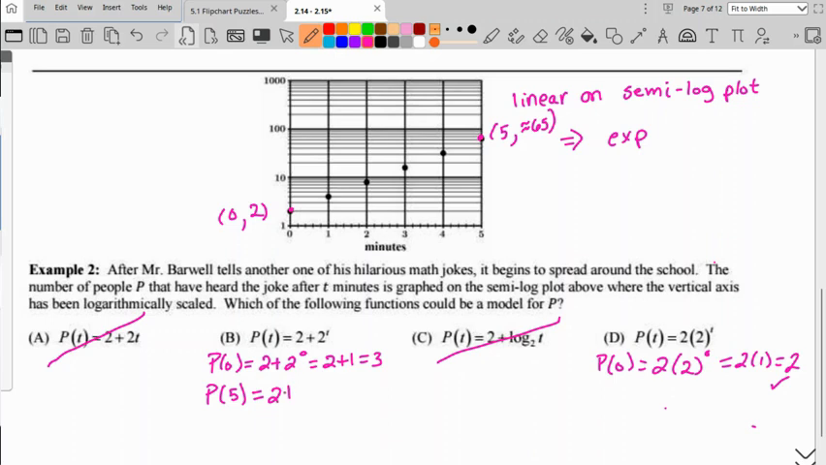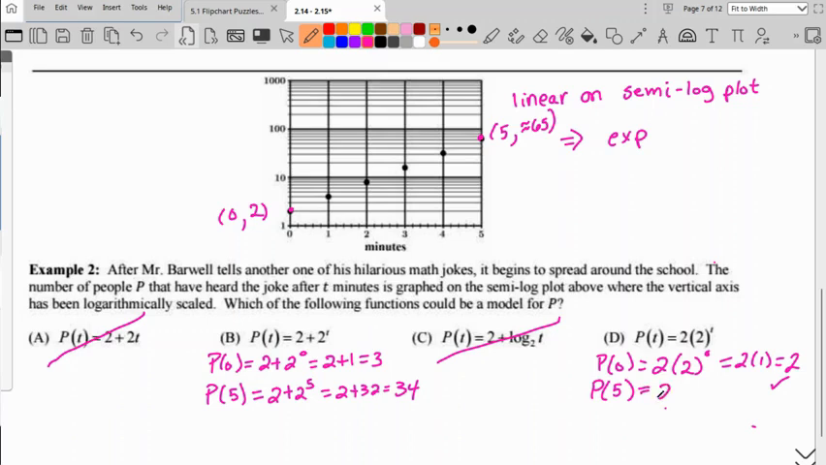So 2 plus 2 to the 5th. 2 to the 5th is 32. So 2 plus 32 is 34. Is that pretty close to our data? No, that's actually pretty far away, especially considering that we're in this semi-log plot. Okay, let's go check our other one and see if it does a better job modeling it.